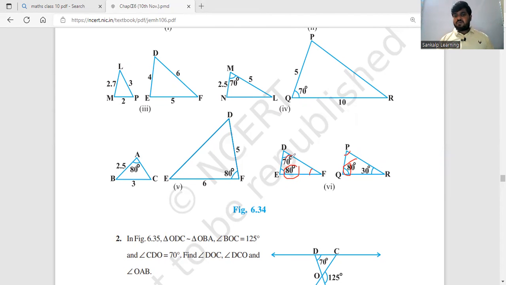So if you observe now, all the three angles here and all the three angles here are equal. Therefore, the triangles are similar using AAA criteria.